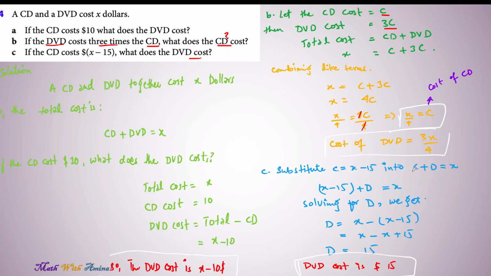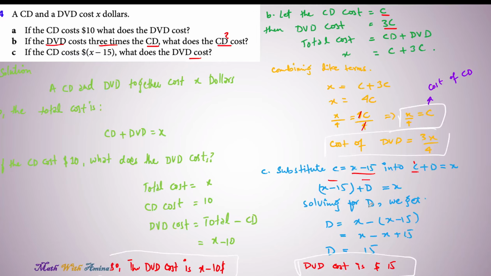For the cost of the CD, we plug in the value X minus 15 in the equation. So it will become X minus 15 plus D is equal to X. Again, total cost is the cost of the CD and the cost of the DVD. Now we are to find the cost of the DVD.